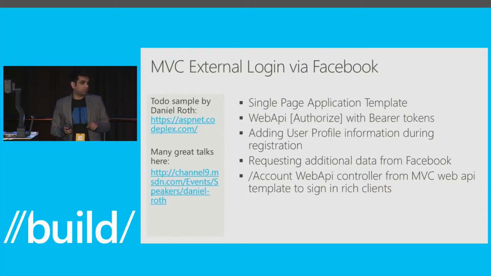But I still urge you guys to go check out Daniel Roth's talk. It'll be in the references to this talk, where he goes deep into MVC and Web API and how you can authorize against, for example, a website as well as an API exposed by the website using Facebook. But the concepts that you should be familiar with are the single page application template that we've just released for Azure MVC, and the authorize attributes that we support for Web API, which allow you to log in via bearer tokens. There'll be an example of that later.